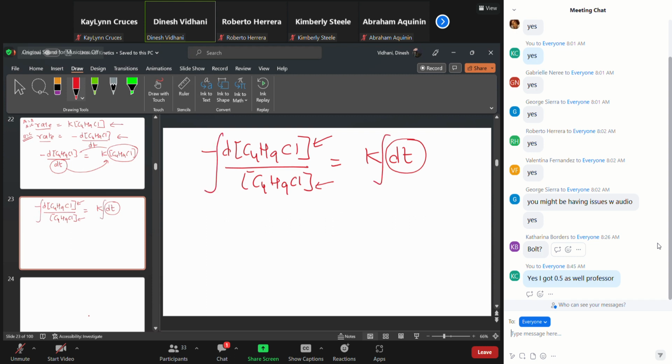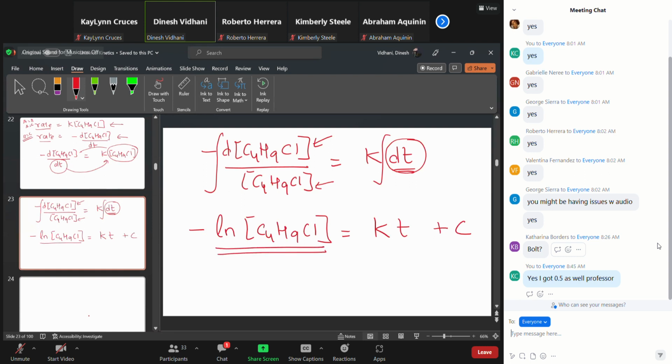And keep in mind, we can only integrate the variables. We cannot integrate the constant. That's why I kept K out of the integration. So this is going to integrate to log, which is a natural log of C4H9Cl. That's going to be equals to K, and integration of dt will equate to t, and you also need to add a constant. See, this is now with a logarithmic function.